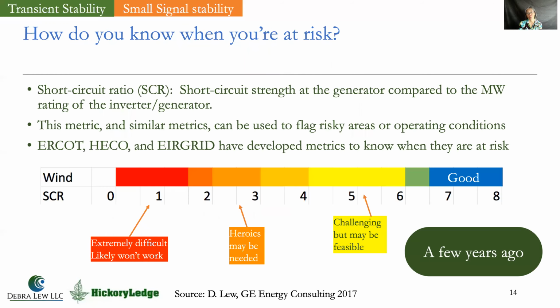Okay, how do we know when we're at risk? There's a bunch of metrics. They're all based around this idea of short circuit ratio. You take the short circuit strength at a location, compare that to the megawatt rating of the generator that you want to put there, and that gives you your short circuit ratio. And depending on what that short circuit ratio is, that gives you a sense of whether you can operate there.